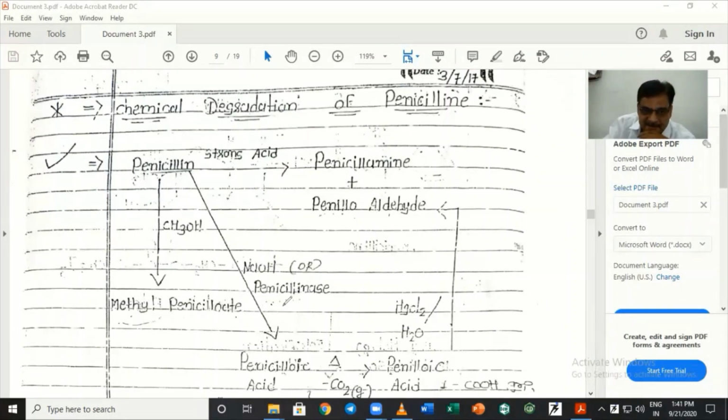It further reacts with sodium hydroxide or penicillinase enzyme and is converted into penicilloic acid. Further decarboxylation of this penicilloic acid gives penilloic acid. And further chemical degradation with HgCl2 and H2O again gives penicillamine and penaldehyde.